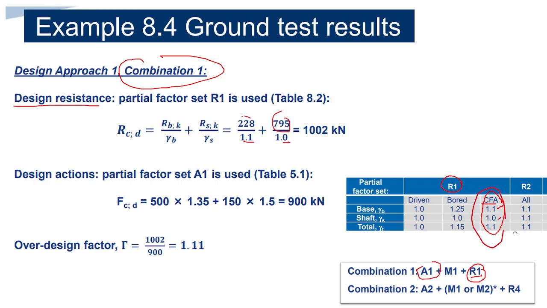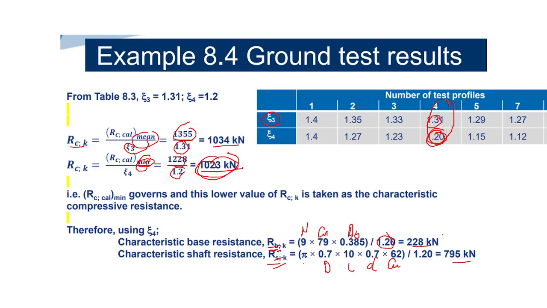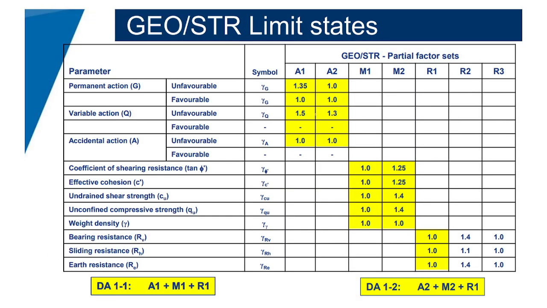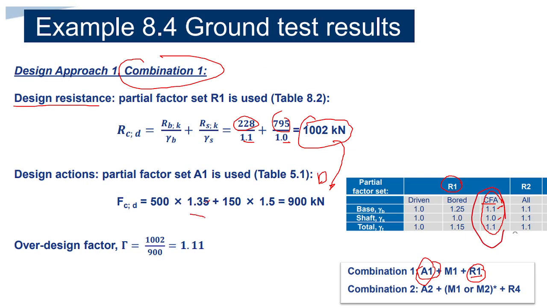Where did we get this one? This is the value of your resistance at the base and at the shaft, which was calculated already earlier. Okay, so therefore we have this 1002. Alright, this 1002 is to be compared with design actions. Okay, the design actions, we have A1. Take note, what is A1 again? This is our A1. For permanent, the factor is 1.35. For variable is 1.5. That's why you have here 1.35 and 1.5.